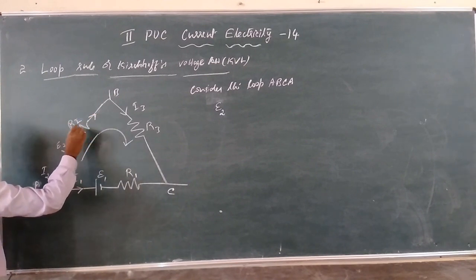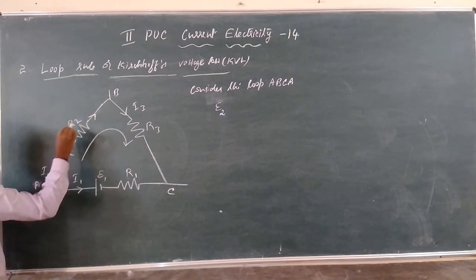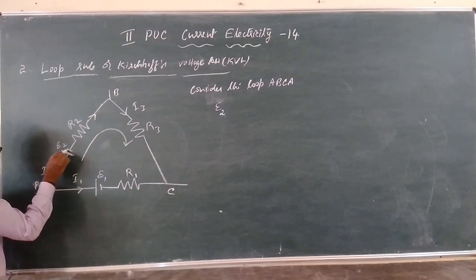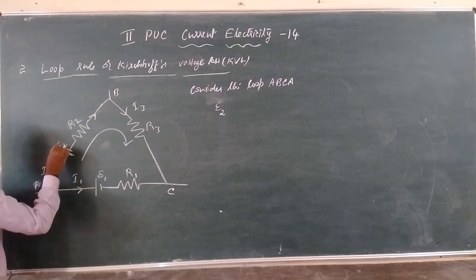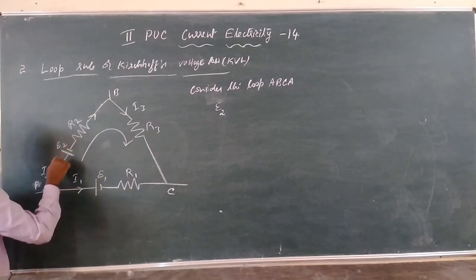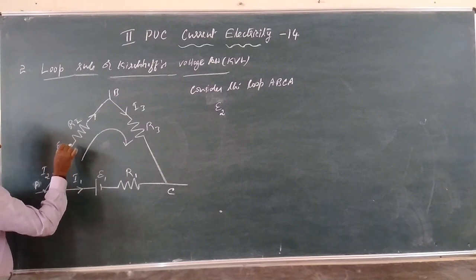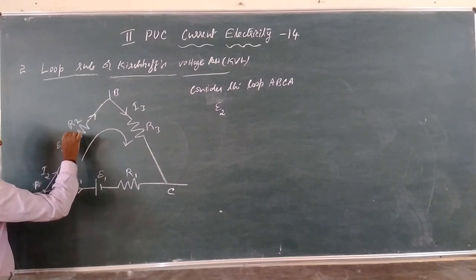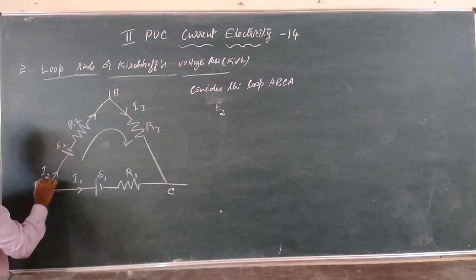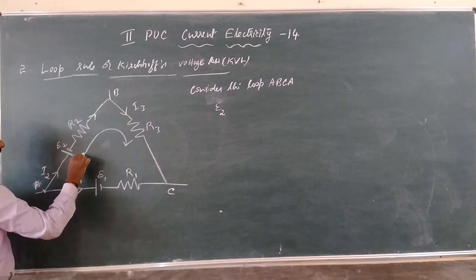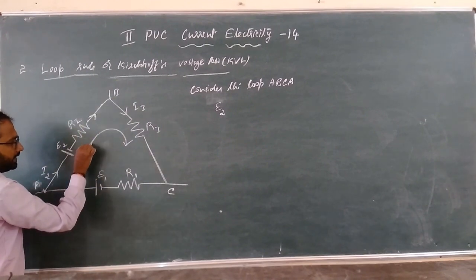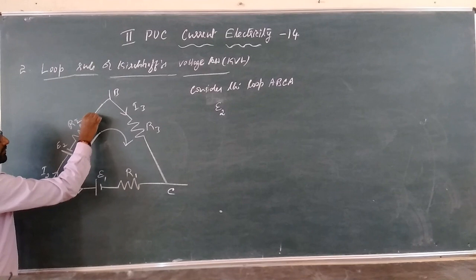Therefore, what about the IR product? Current flowing through R2 is I2, and current flowing through the cell is also I2, right? Here EMF is only E2, no internal resistance given here. So what is the current flowing through R2? That is I2, because it is the same branch. The direction of traverse is like this. You are moving along the direction of current.